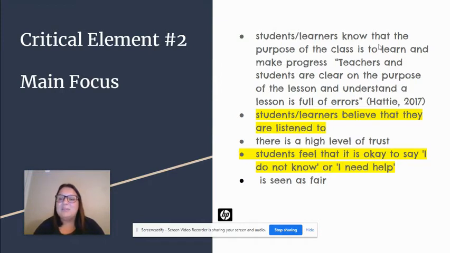That's super important. Making sure that when they're talking, they feel like people are listening, that people care what they have to say and care about them sharing their experiences with the class. The other thing is that students feel that it's okay to say, I don't know and I need help. I can promise you, as only a fourth-year teacher, I already know that students do not learn from someone that they don't like or someone that they don't think likes them.